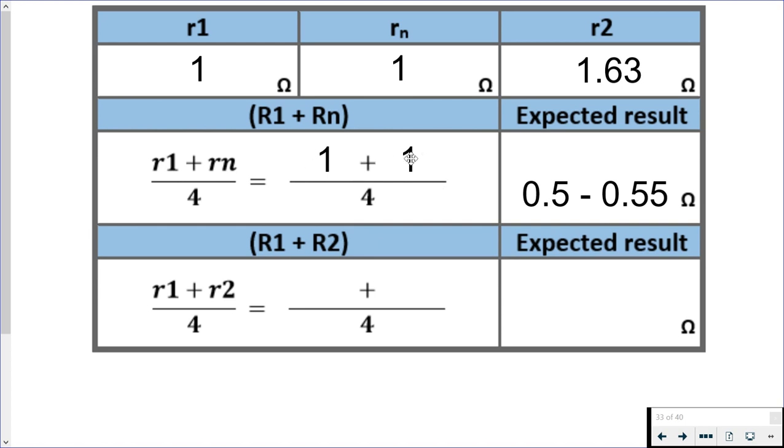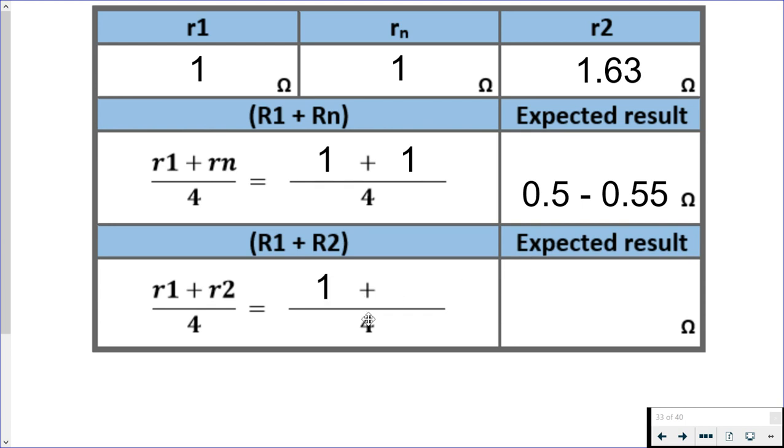So 1 plus 1 is 2, divided by 4 gives us 0.5 ohms, but we have to take into account contact resistances through switches and connections at the front of the socket. So we're expecting 0.5 to 0.55 out of the front of the socket outlet. Okay, not from the back, but out of the front of the socket outlet.